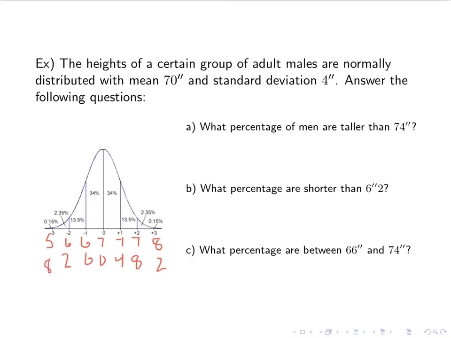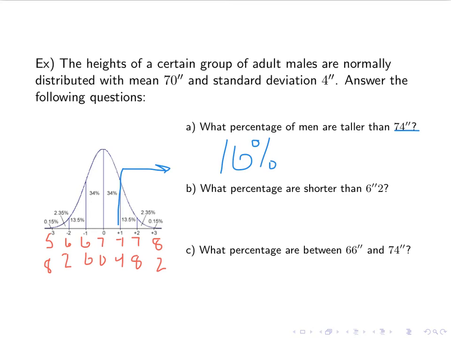Okay, so for my first question, I'll do it in blue. What percentage of men are taller than 74 inches? So I find 74, I want taller. I'm going to add them together, and if I do my 13.5 plus 2.35 plus 0.15, I get 16%.